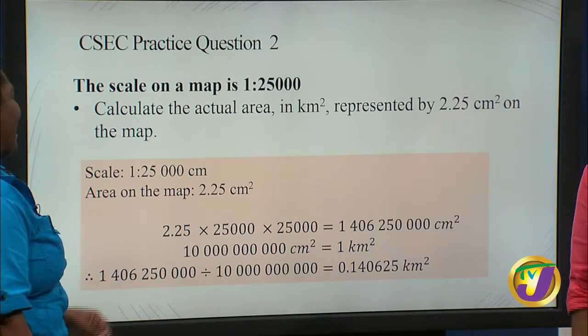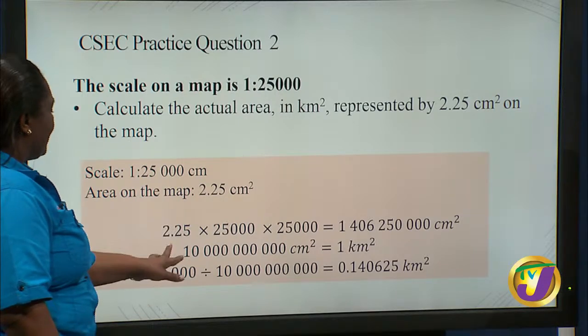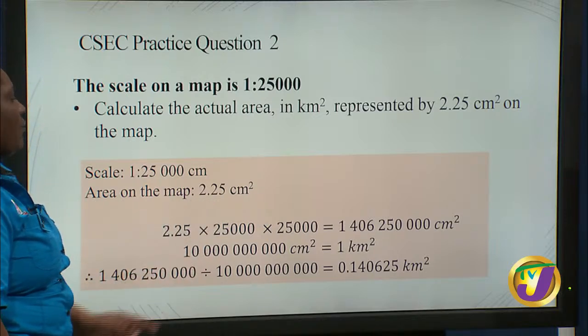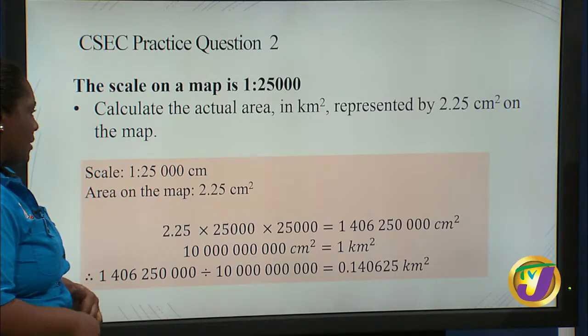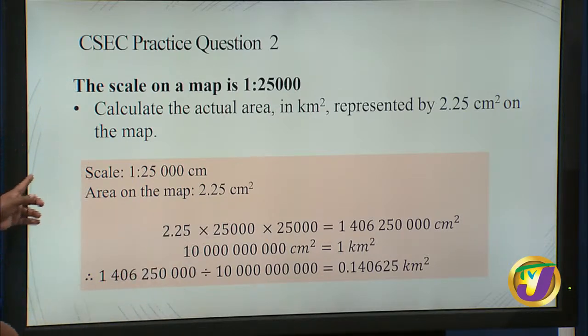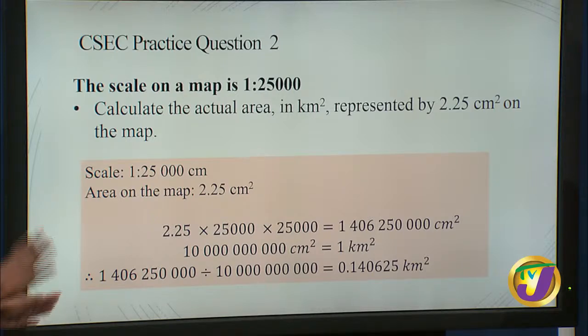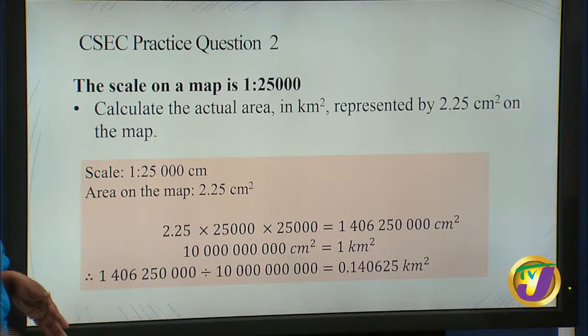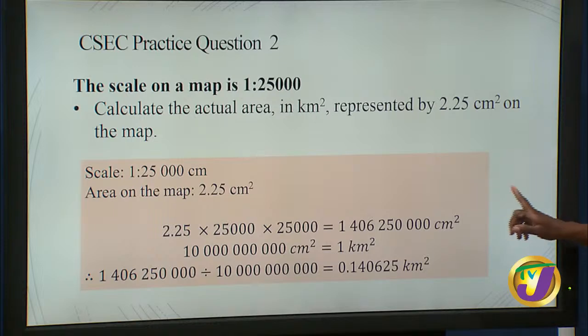Then we know that 10 billion square centimeters will give us 1 square kilometer. So we do our division, and our answer for this case, the actual area, is equal to 0.140625 square kilometers. The question did not ask that we do any form of rounding off, so we have to stick to the exact value. Precision. Okay, we can live with that.